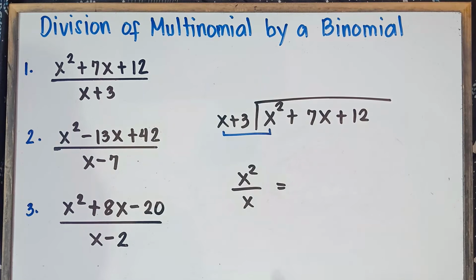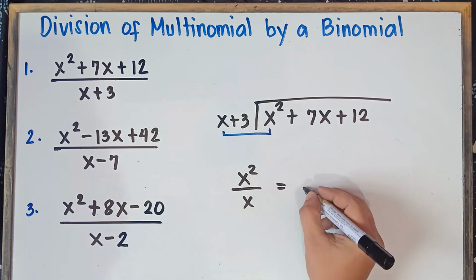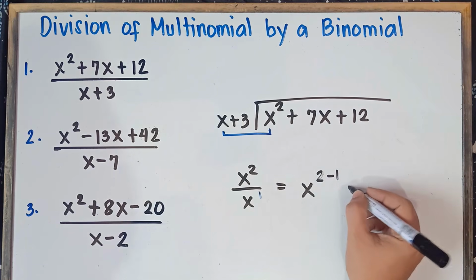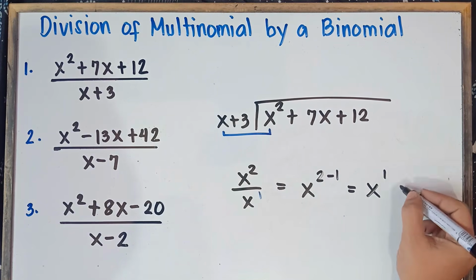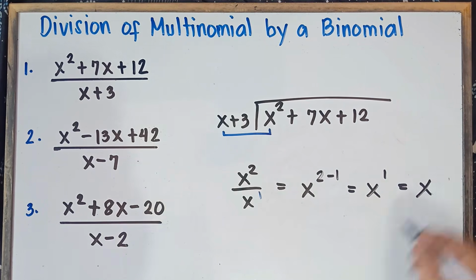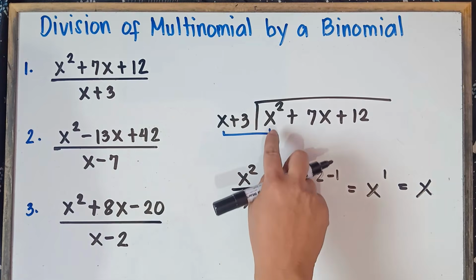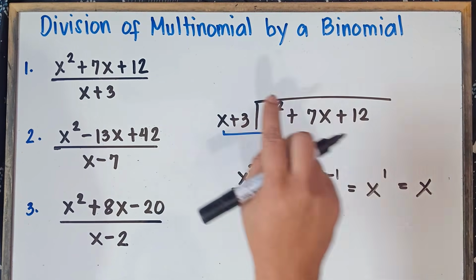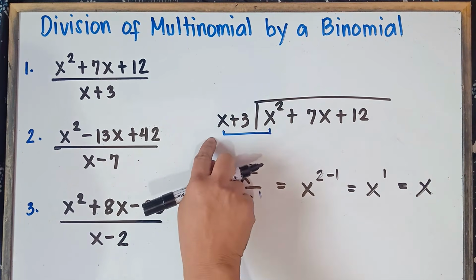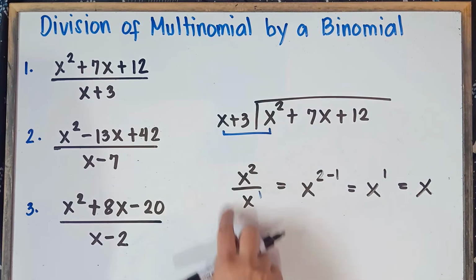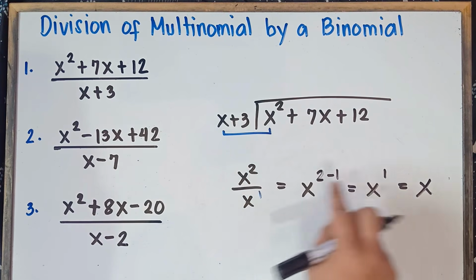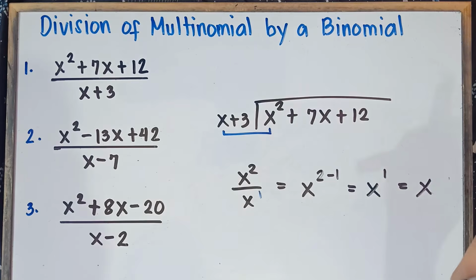Now in the quotient rule, if they have the same base, simply copy the base and then simply subtract the exponent. Understood that there's 1 here, so that would be 2 minus 1, so x raised to the power of 1, which is equal to x. Once again, class, first step, you divide the leading term, x squared, by the first term of your divisor, x. The answer is x, because they have the same base, simply copy the base and subtract the exponent. 2 minus 1 is x raised to the power of 1, or simply x.